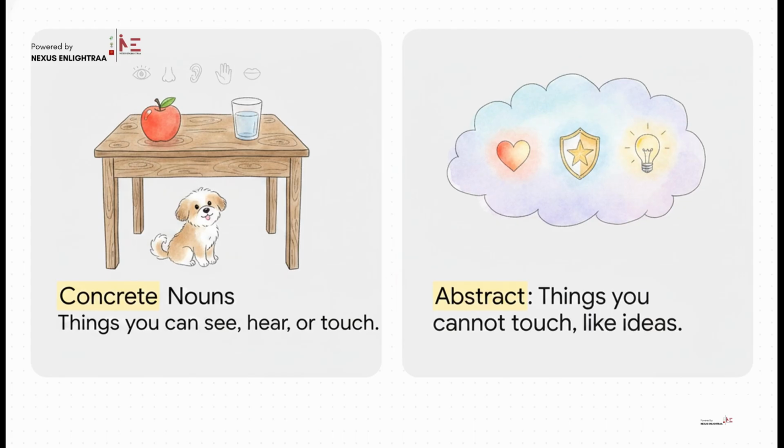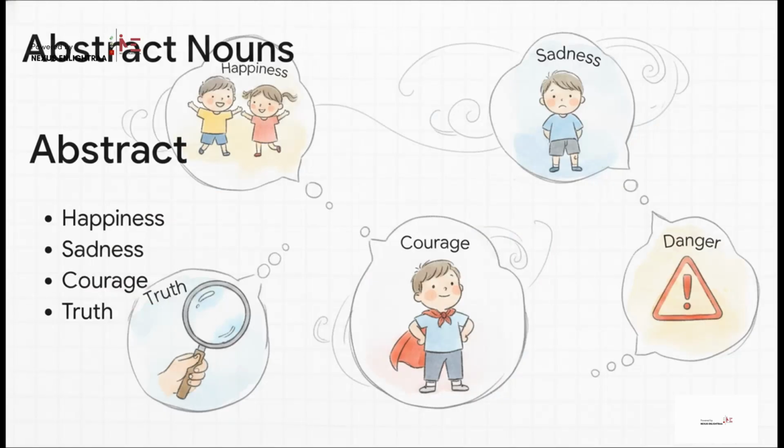You totally know what happiness is, right? But you can't hold a piece of happiness in your hand. Here are some abstract nouns that we feel or think about every day. Happiness, when we play with our friends. Sadness, when we scrape our knee. Courage, when we do something brave. Truth, when we speak honestly. And danger, when we need to be careful.